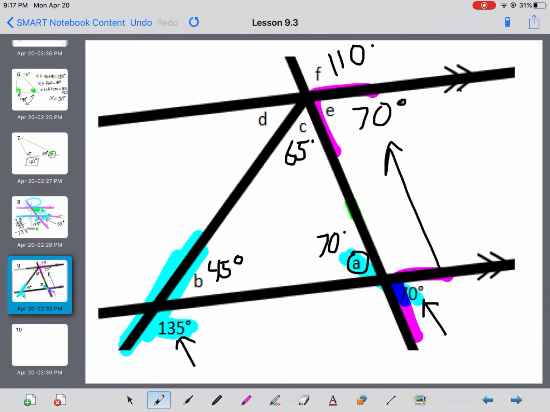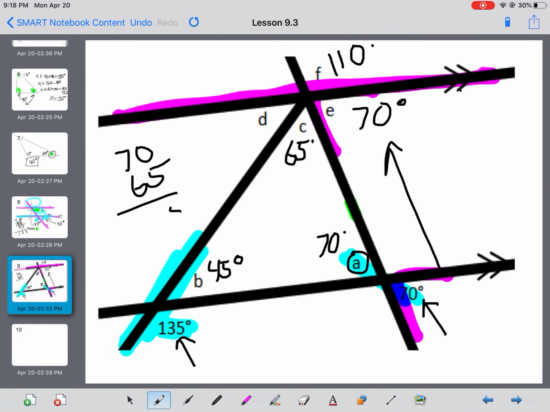Then I only have one more left. Well, if I look carefully, I will notice that D, C, and E all together make a straight line. So all 3 of those together equals 180. So I'm going to add up my 70 and my 65, and I get 135. So I've already used that up of my 180. So then I can do some subtraction, and I will get 45 degrees.